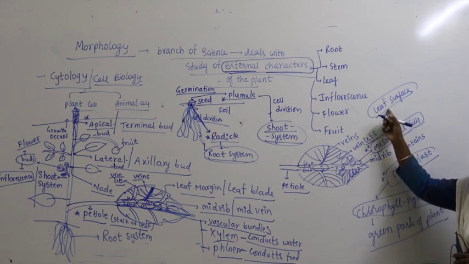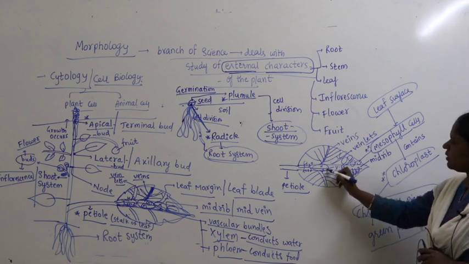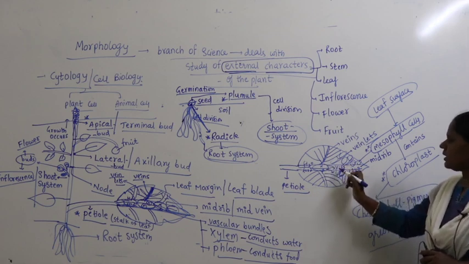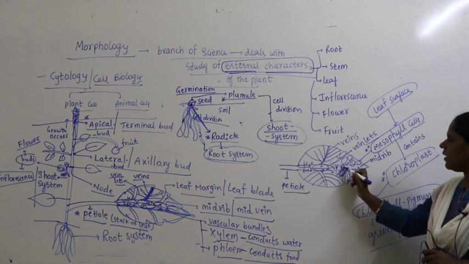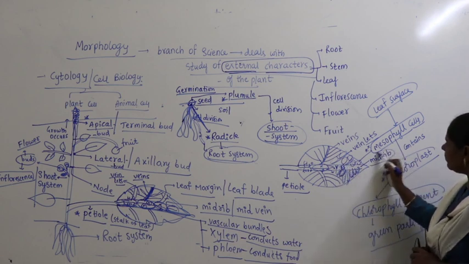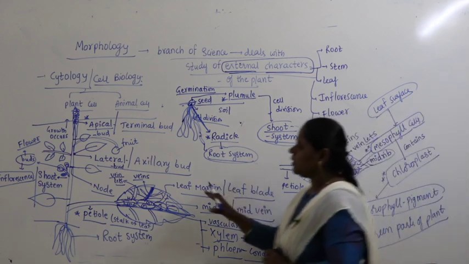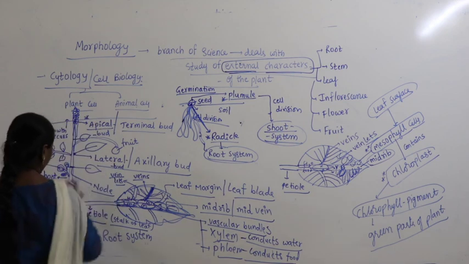Where is the mesophyll cell present? Within the leaf. And to the mesophyll cell, who will supply food and water? It is nothing but the vascular bundles. Where are these vascular bundles present? Within the midrib. So, these are nothing but what we call the external parts of the plant.